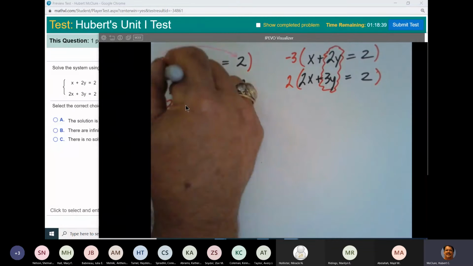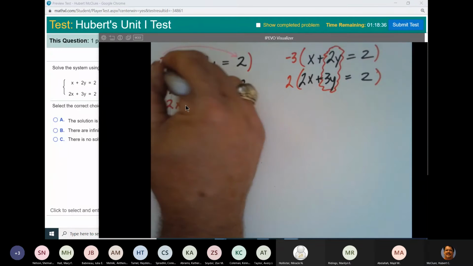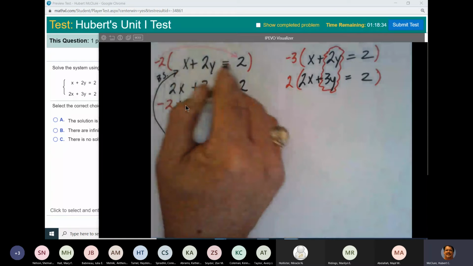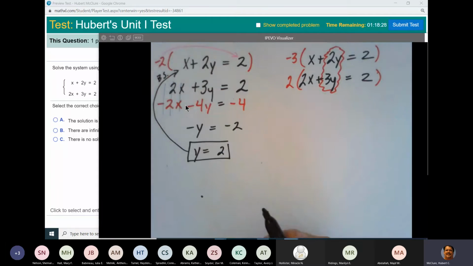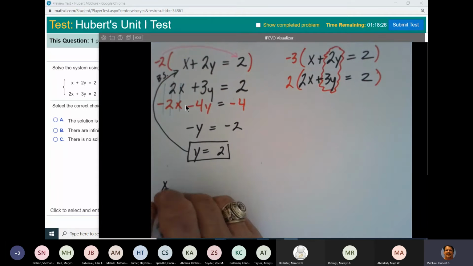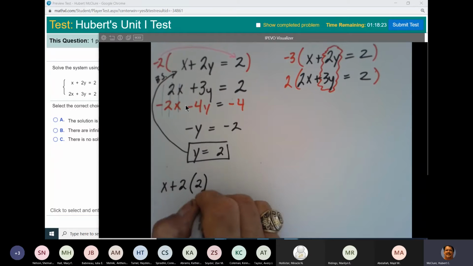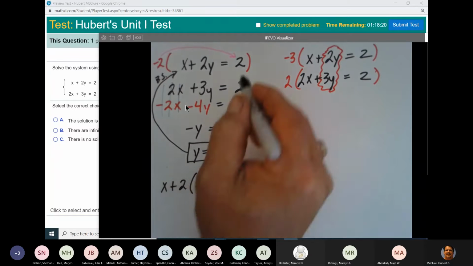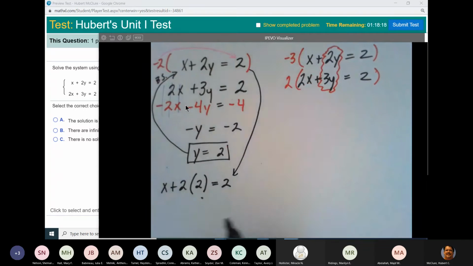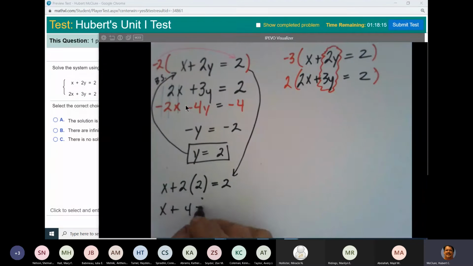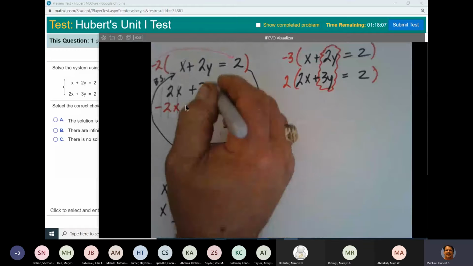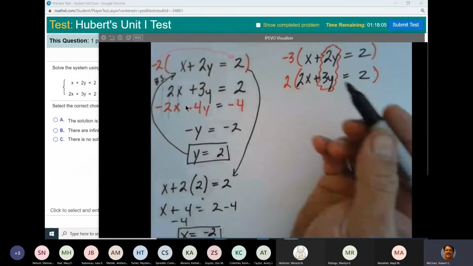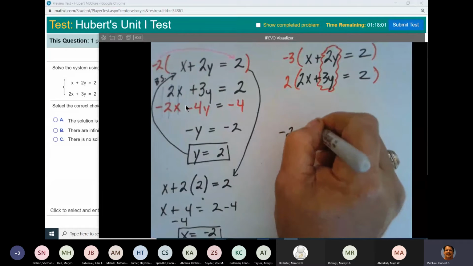Back substitute. Why am I back substituting into this one? Because it's the lesser of two evils. You could back substitute it into this one, be fine. X plus 2 times 2 is equal to 2. X plus 4 is equal to 2. X is equal to -2. So these two lines intersect at -2 and 2.